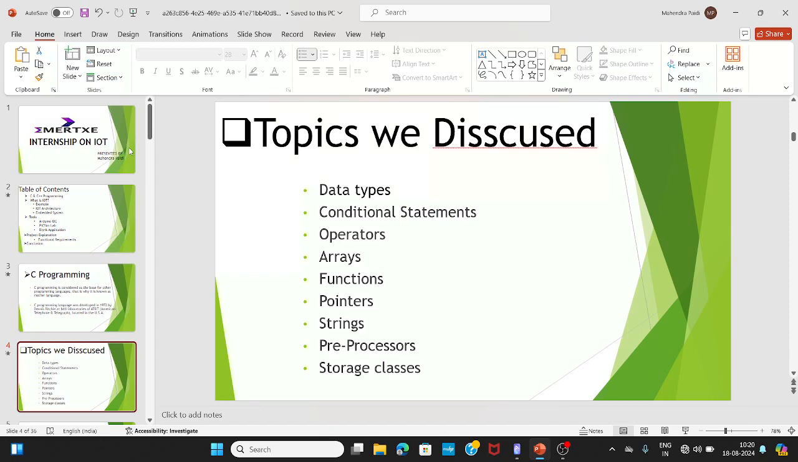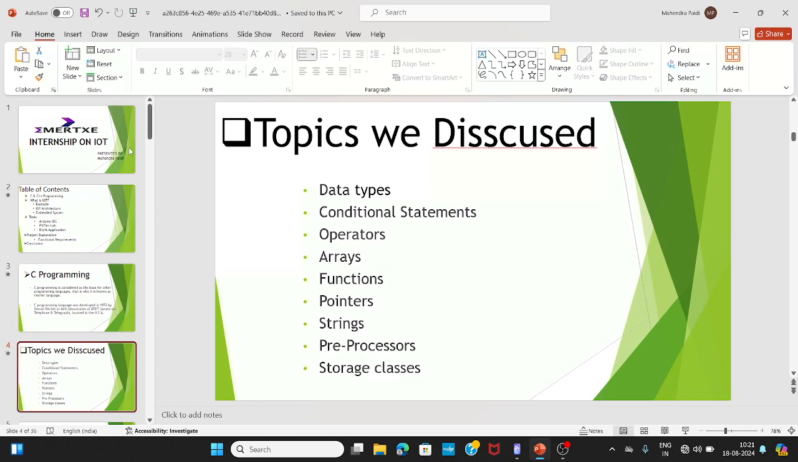The second one is conditional statements. Conditional statements, also known as decision control structures or decision making statements, are generally used to evaluate one or more conditions and make the decision whether to execute a set of statements or not. Some examples of conditional statements are if, if else, else if ladder, and switch.